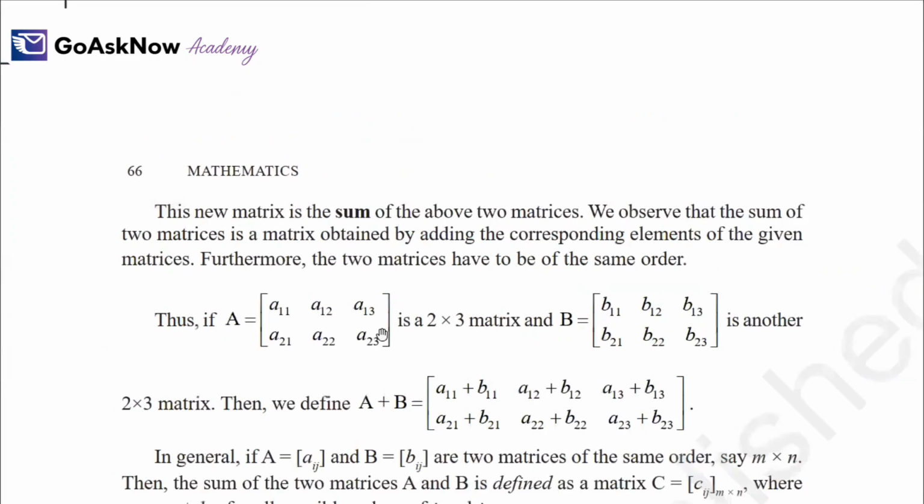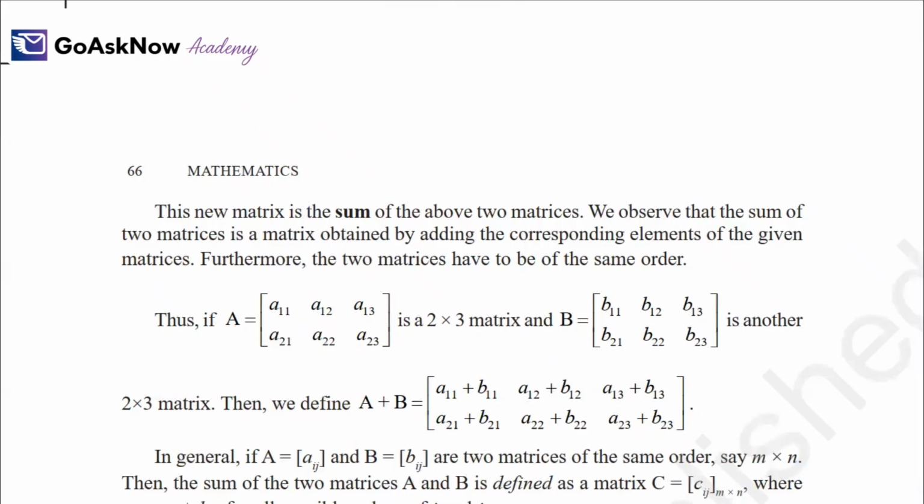So this is the addition of matrices here. This new matrix is the sum of the above two matrices. We observed that the sum of the two matrices is a matrix obtained by adding the corresponding elements of the given matrices. So you have just seen that the addition of matrices is obtained by adding the corresponding elements of both matrices. Furthermore, the two matrices must be of the same order for the addition to be possible.